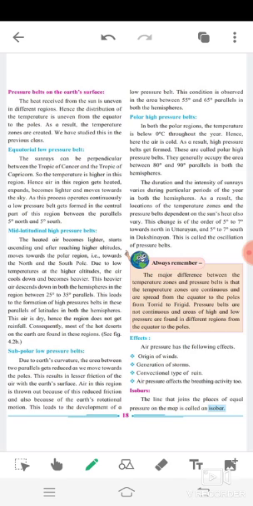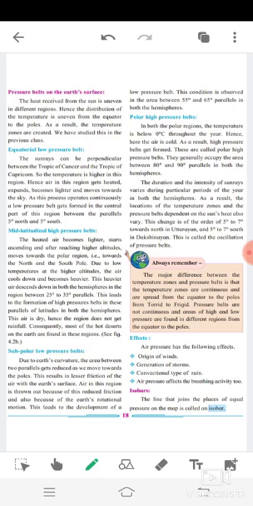So, students, in this paragraph, the heat received from the sun is uneven in different regions. Hence, the distribution of the temperature is uneven from the equator to the poles. As a result, the temperature zones are created. Temperature zones then create pressure belts.